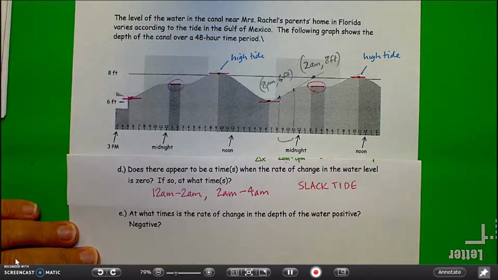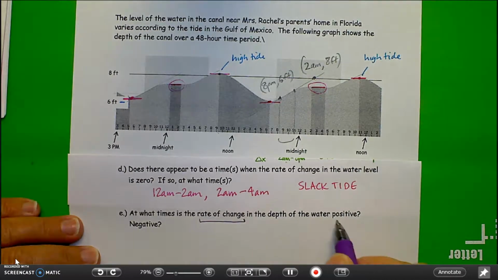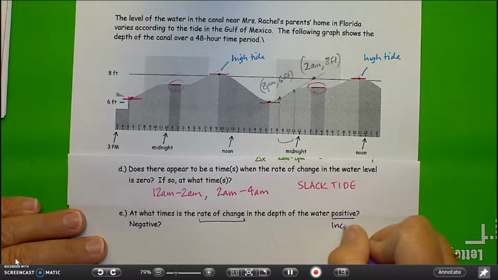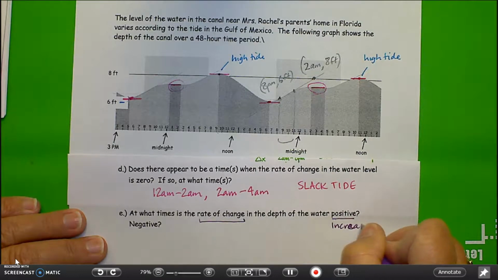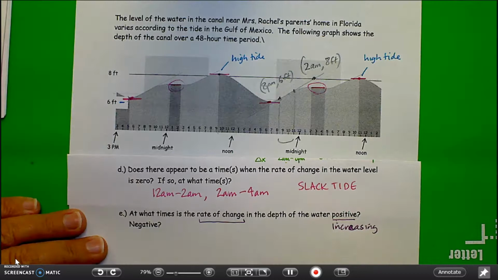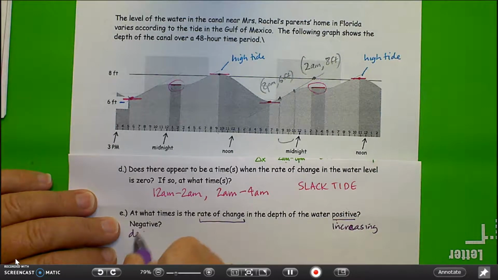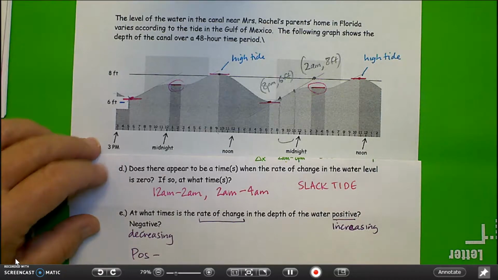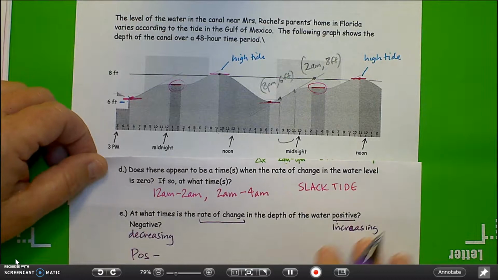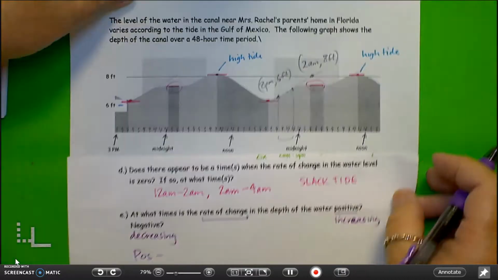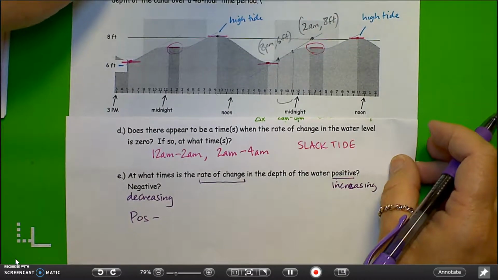Okay, the next question. At what times is the rate of change in the depth of the water positive, and what times is it negative? A rate of change in the depth that's positive means increasing. When is the water increasing? If the rate of change is negative, it is decreasing. So we'll just list the times, positive or increasing, and we can think about what our breakpoints are going to be here in the graph.